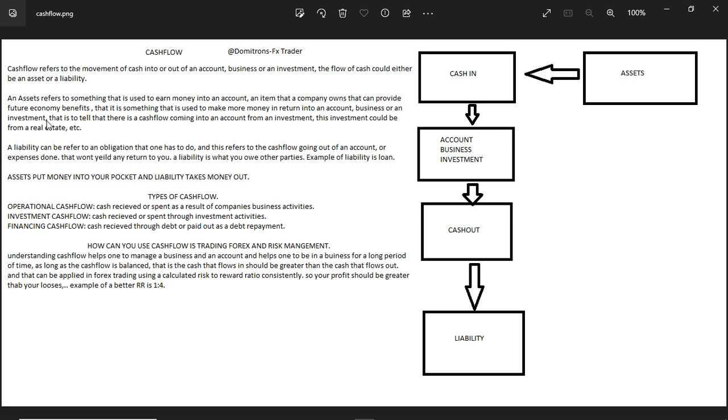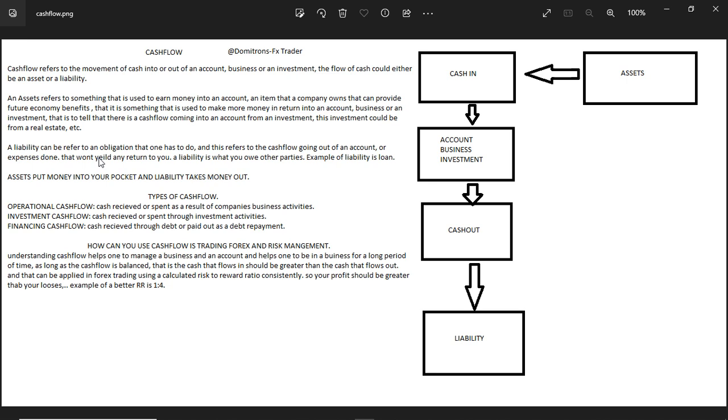An asset refers to something that is used to earn money into an account. It is an item that a company owns that can provide future economic benefits. That is something used to make more money in return into an account, business, or investment. That tells us there is cash flow coming into an account from an investment or a business, and this investment could be real estate, or any other thing that can be an asset. If you own a company, your machinery is an asset. Why? Because it's used to produce products, and when you sell that product, it gives you cash into your account. So an asset is something that returns money into an account.